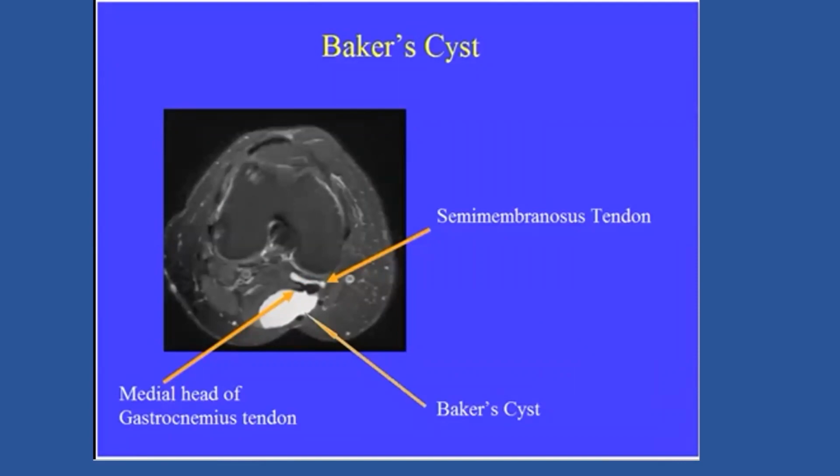What we like to ask about the Baker's cyst is the location: between which tendons, which is lateral and which is medial? The medial head of the gastrocnemius lies lateral, the semimembranosus tendon medial.